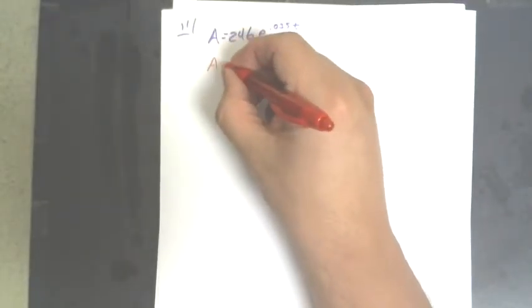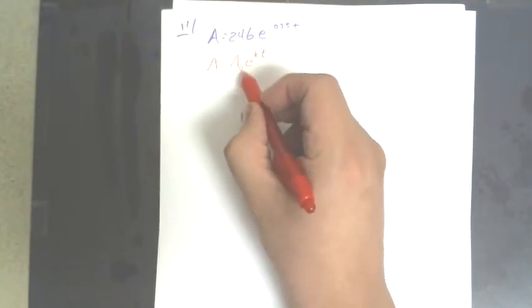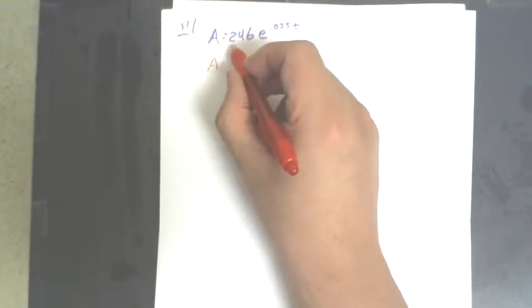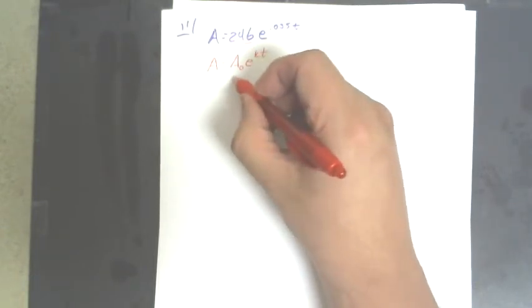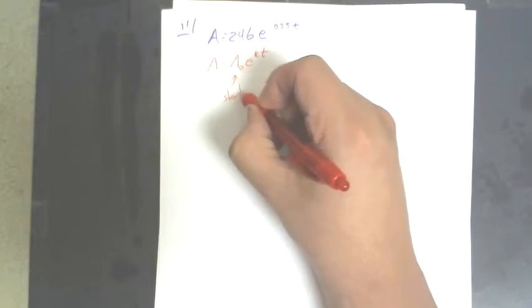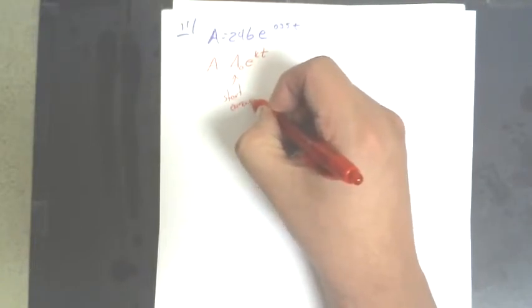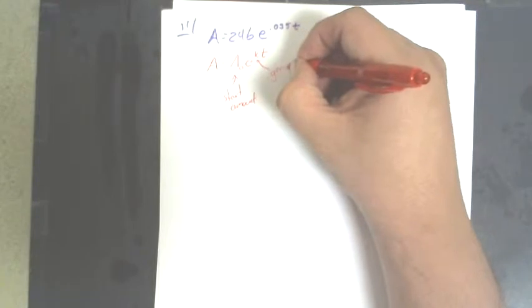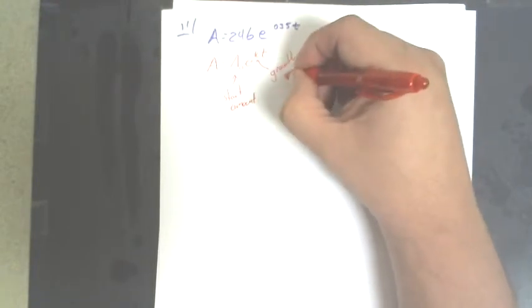For example, this general form is the amount equals a naught e to the kt. That a naught, a sub 0, is the amount at time 0. So whatever this is modeling, it started with 246. Let's just label this start amount. And that k is the growth constant, or you can think of it as the rate if you want.